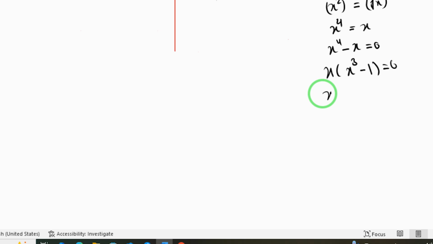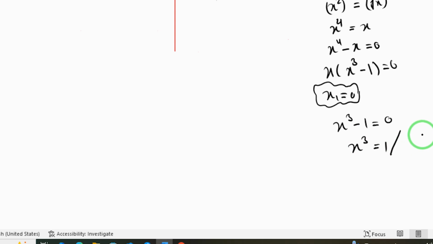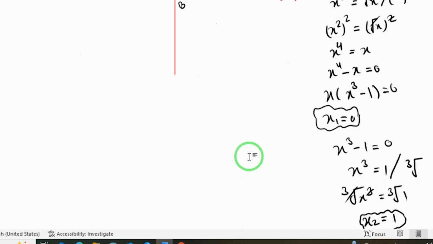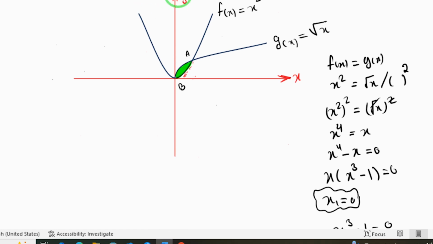We set each factor to 0: x1 is equal to 0, and for x2, x cubed minus 1 is equal to 0, so x to the power of 3 equals 1. We take the cube root of both sides, and x2 is equal to the cube root of 1, which is 1. So x1 and x2 are the intersection points of the two curves. Here we have 1 and here we have 0. These are the coordinates on the x-axis.